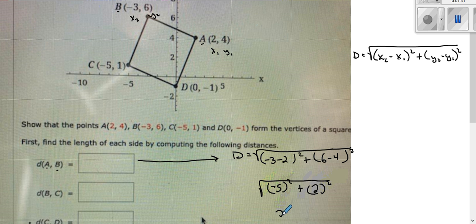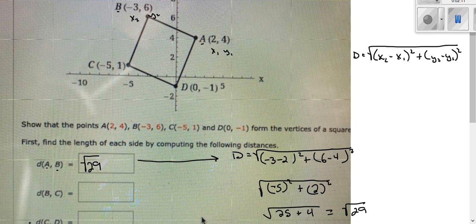5 squared is 25. 2 squared is 4. Negative 5 squared is still a positive 25, by the way. 25 plus 4 is 29. So it's the square root of 29 is the length of this side. Okay? So if it's a square, all 4 of these should be the same thing. You can get a decimal answer, or you can leave it like this. It depends on their teacher. Leave it like this because you just need to see if they're all 4 the same length.